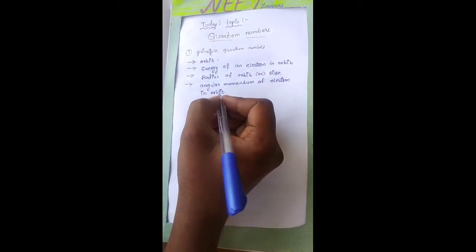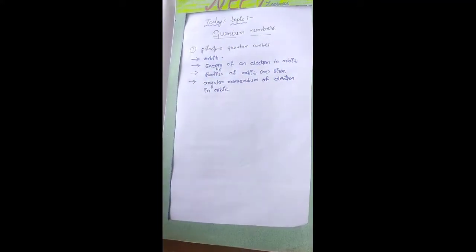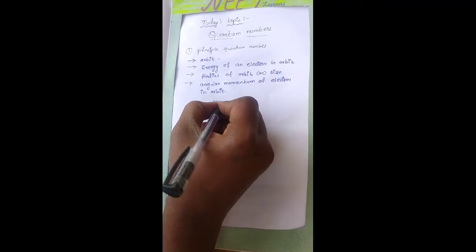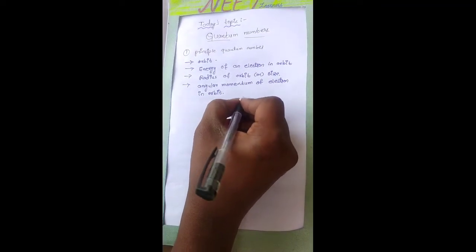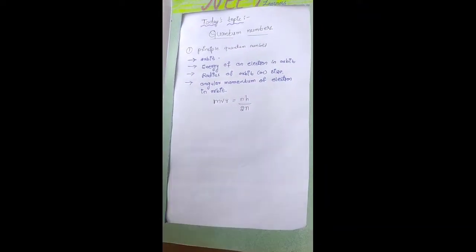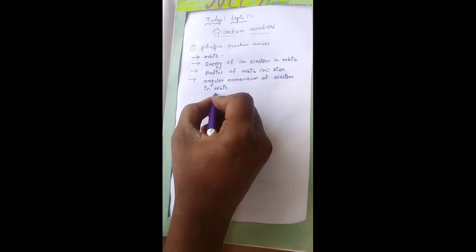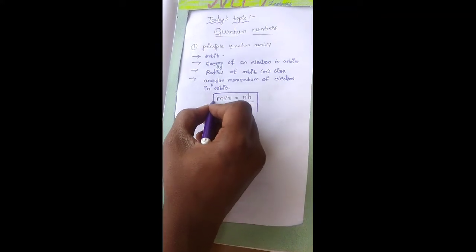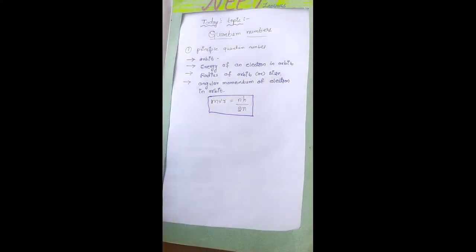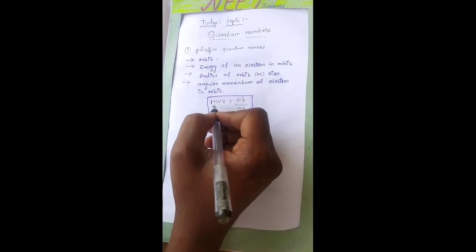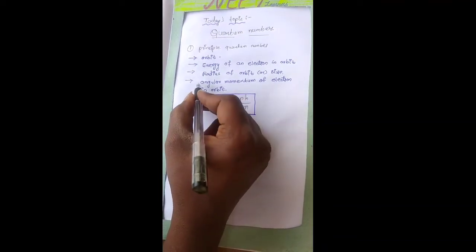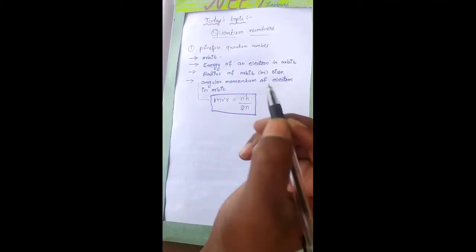Previously, many questions have been asked about this topic. The main formula revolves around this only: MVR is equal to nh by 2 pi. It's an important formula that we have to know. It means angular momentum, mass, velocity and radius. Angular momentum mvr is equal to nh by 2 pi.